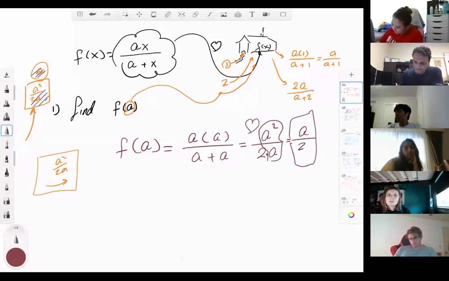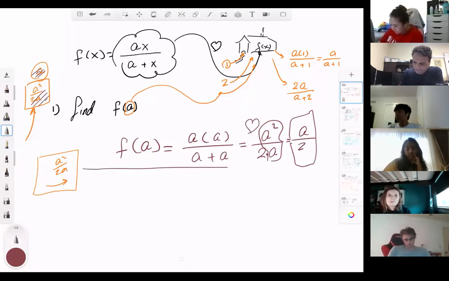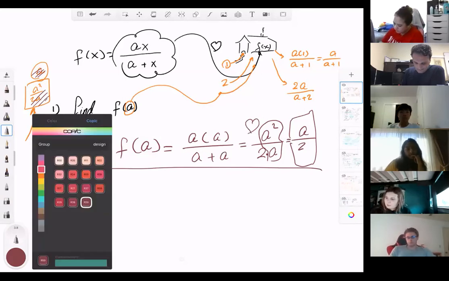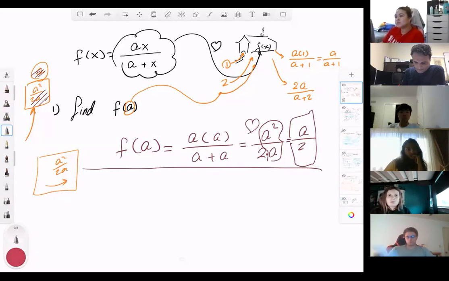All right. So now let's make it a little more spicy. Same function. I'm asking you guys, let's pick a hot color, spicy. What is f of 1 minus a?